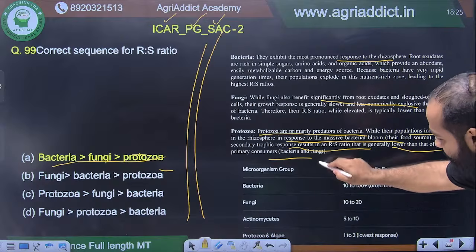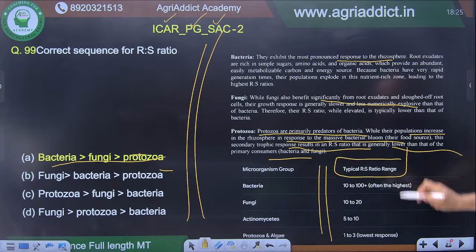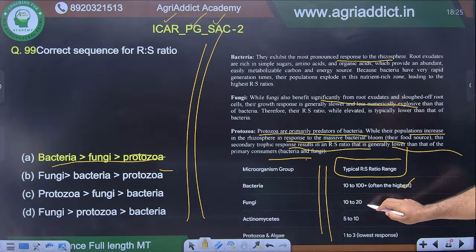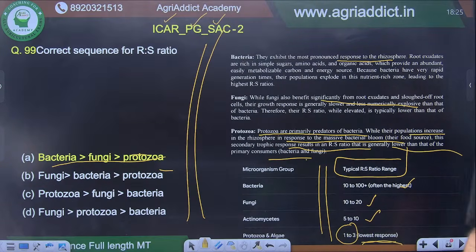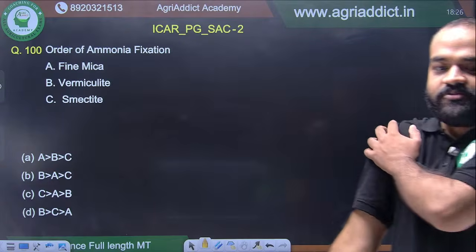So यहाँ पे I have given you the RS ratio range also, typical RS ratio range. If you can see, bacteria is 10 to 100 plus, it can go up to 100 plus as well. Fungi is 10 to 20, actinomycete is 5 to 10, and protozoa is 1 to 3, lowest response. All right, moving on. We have reached the 100th question.